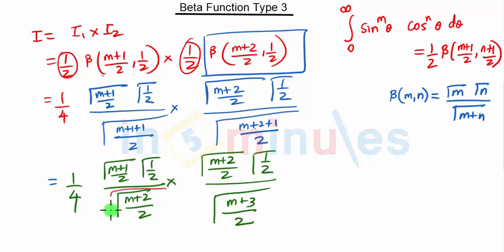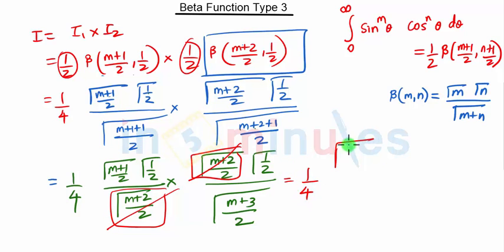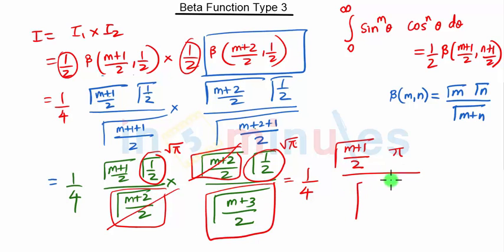So now this term and this term are equal, so we can cancel these two terms and we get 1 by 4 gamma of m plus 1 upon 2, and gamma of half is nothing but root pi, so this gamma of half will also be root pi. Root pi and root pi will become pi upon gamma of m plus 3 upon 2.